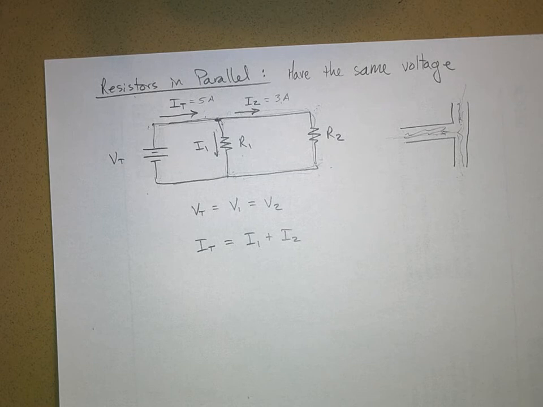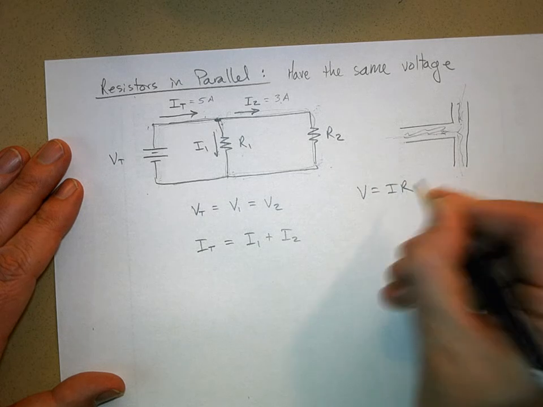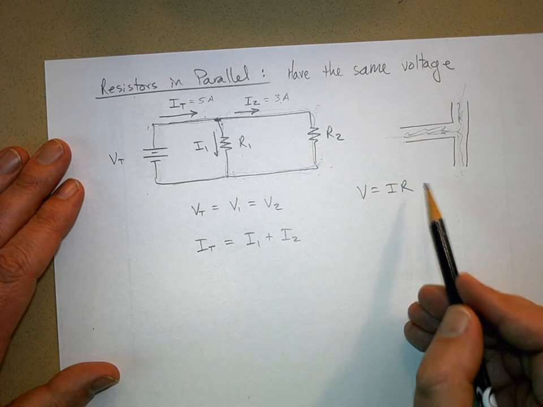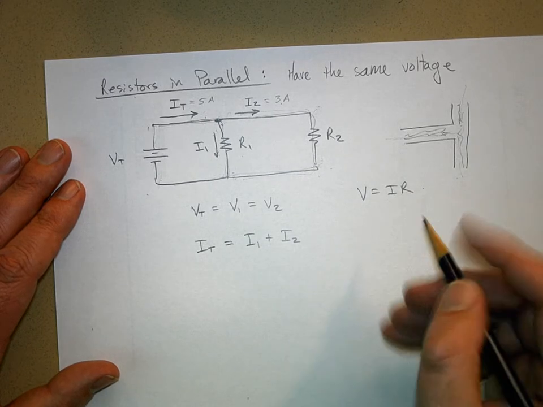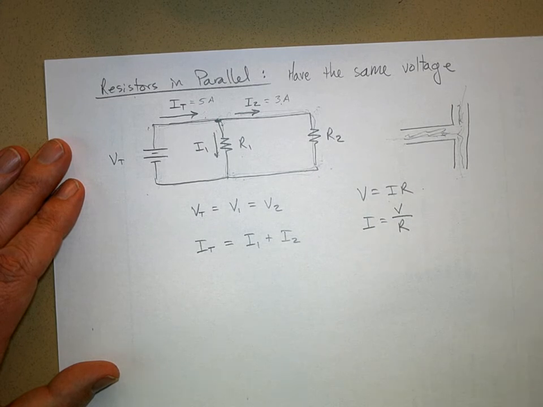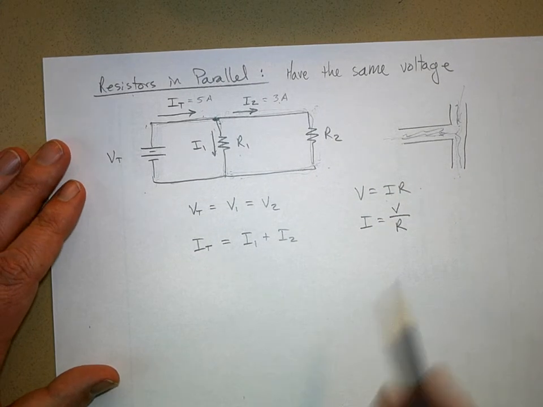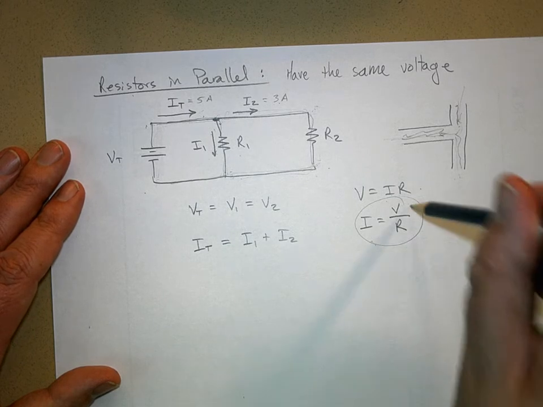Okay, now we're going to get to the tricky part. Well, we have Ohm's law. V equals IR. This is true for the whole circuit, and it's true for each individual resistor. So, I'm going to solve this for I. The current is equal to the voltage divided by the resistance. This is true for the whole circuit, and it's true for each individual resistor. So now I'm going to substitute V over R for each one of these currents.